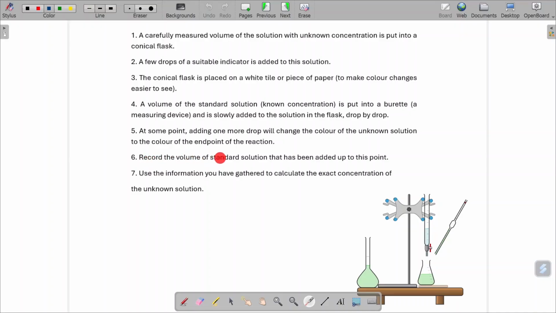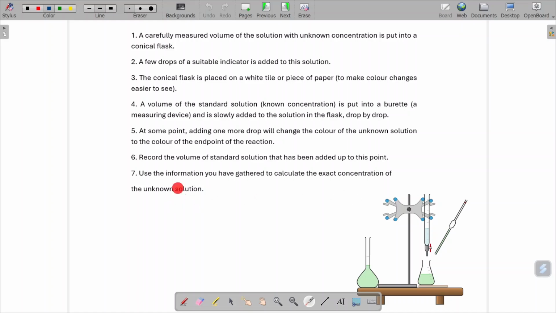What we then do is we record the volume of the standard solution that has been added up to this point, and using this information, plus the balanced equation and various equations such as the number of moles as the mass divided by the molar mass, or the concentration is the number of moles divided by the volume, we can then calculate the concentration of the unknown solution.